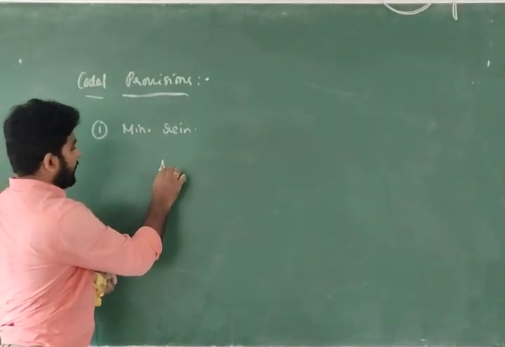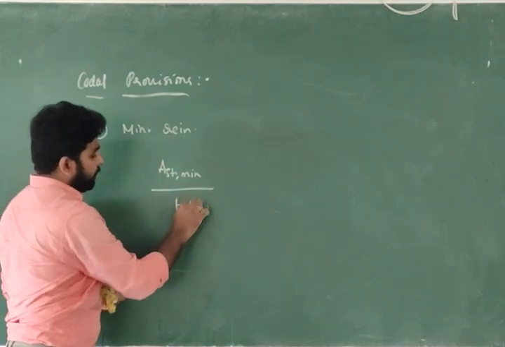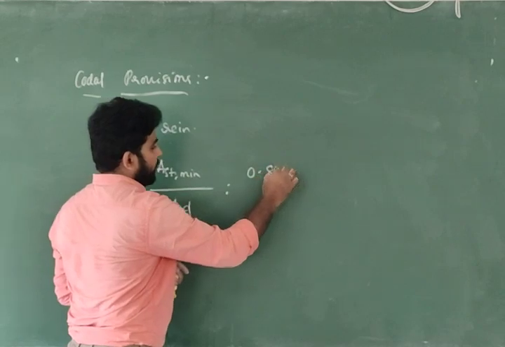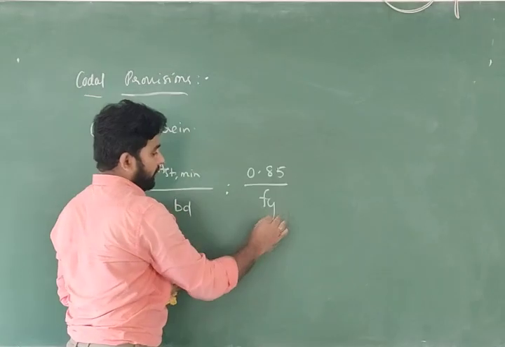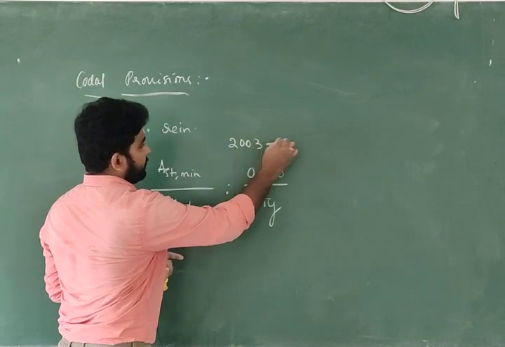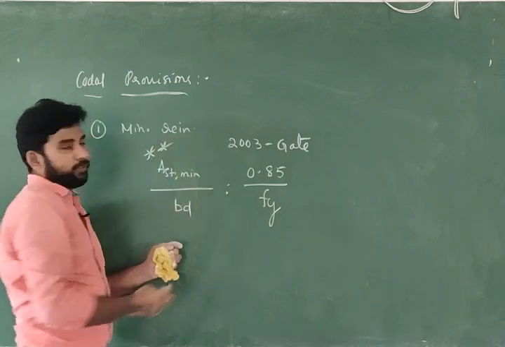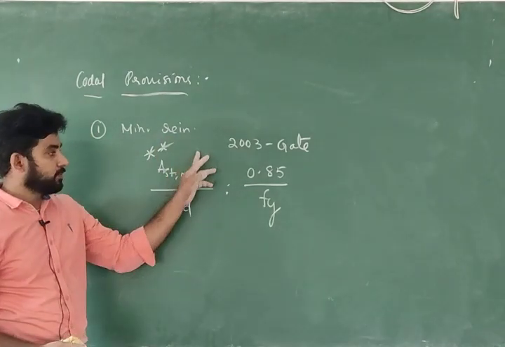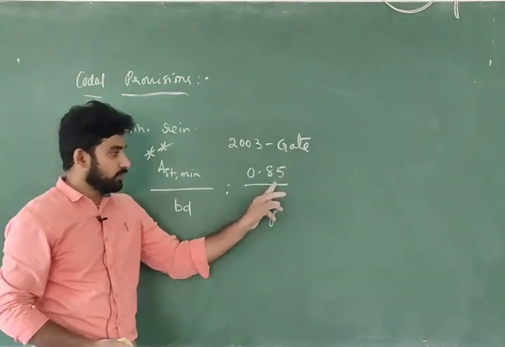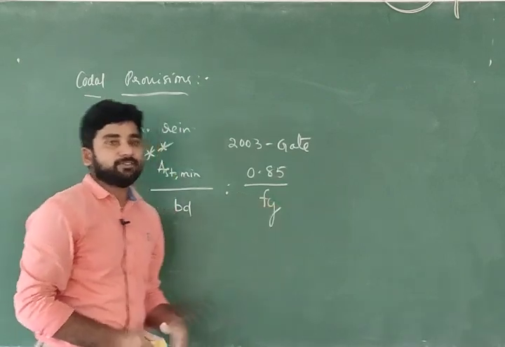So how much is the minimum amount of reinforcement you should provide? Ast minimum divided by b d, where b is the width of the beam and d is the effective depth, equals 0.85 divided by fy. In GATE 2003, the minimum reinforcement provided in beams is Ast minimum divided by b d equals 0.85 divided by fy. This is the minimum reinforcement.